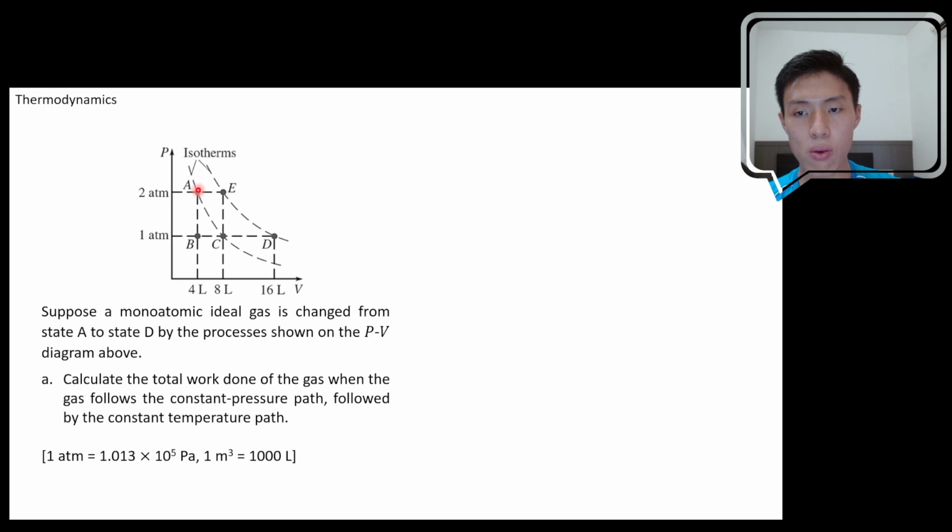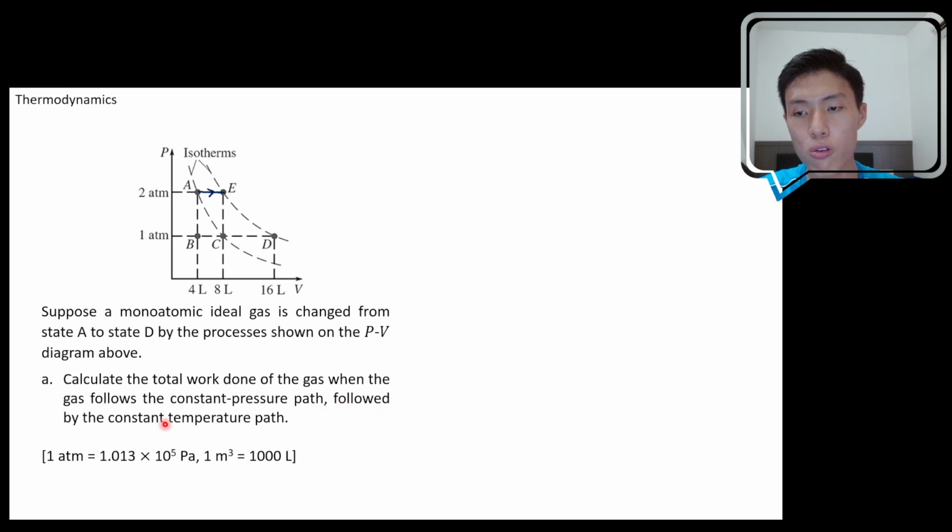So from A, what happened is, from A, you undergo a constant pressure process. A constant pressure process is an isobaric process, so the pressure must be kept constant. So initially, if you are at 2 atmosphere, then you have to be kept constant at 2 atmosphere. That means your process has to be a horizontal line on the PV graph. So if it's a horizontal line on the PV graph, you know that the next destination will be point E. So you'll be going from state A to state E first.